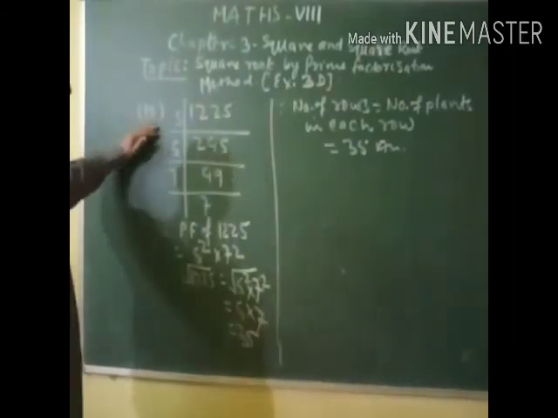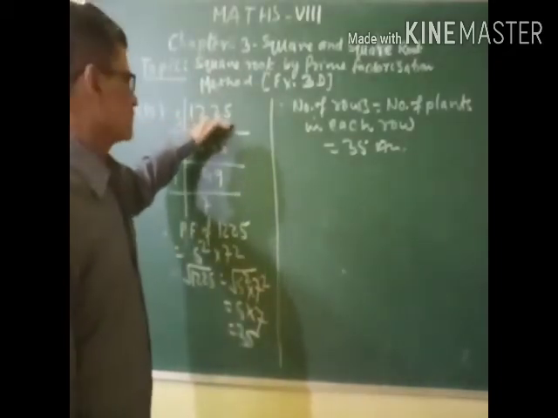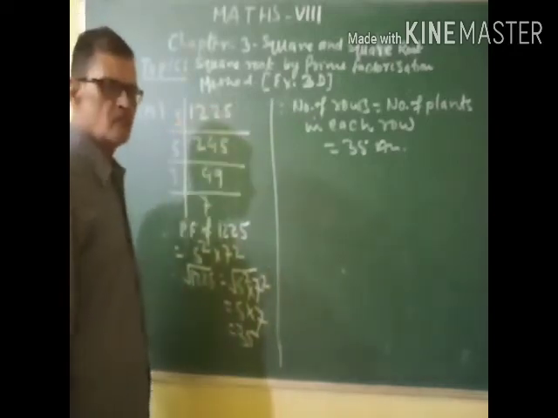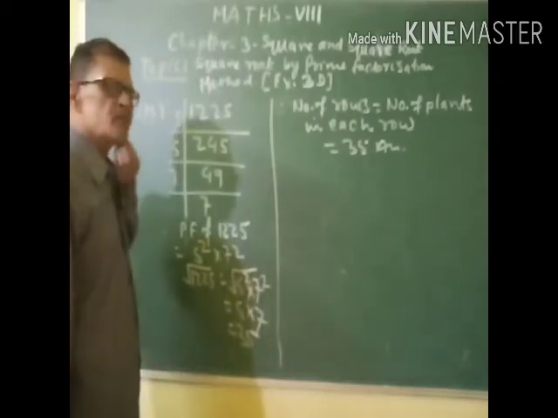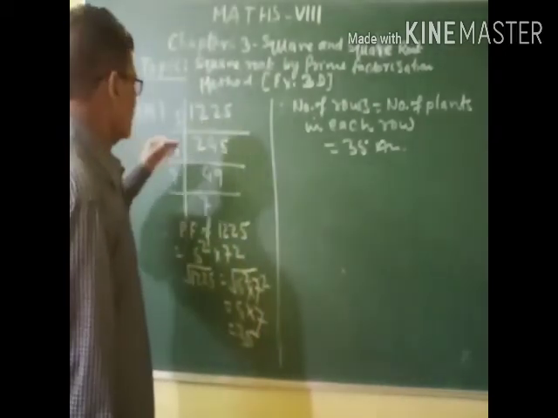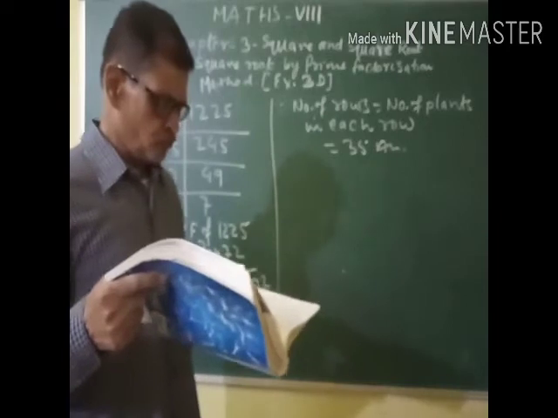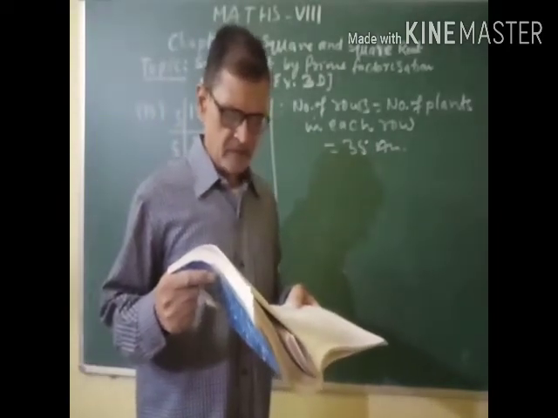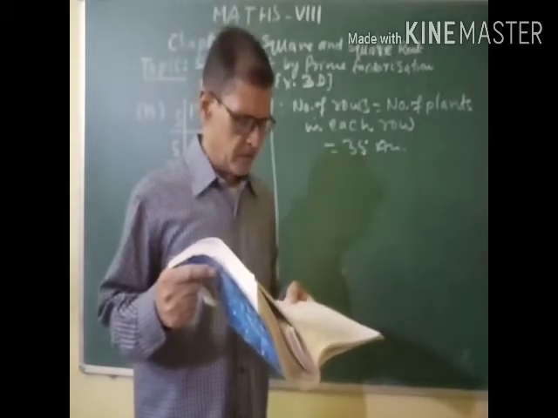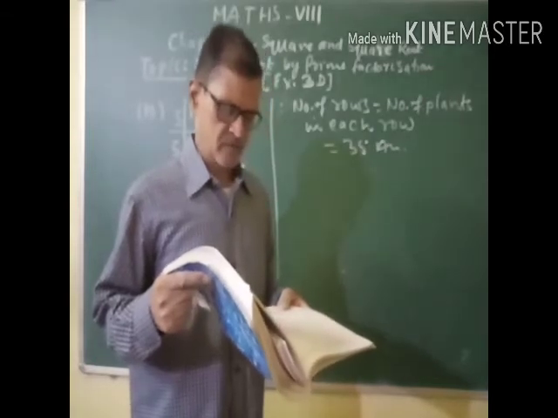Now question number 15. There are 1225 plants. This is the number of plants. I am reading the question. 1225 plants are to be planted in a garden in such a way that each row contains as many plants as the number of rows.